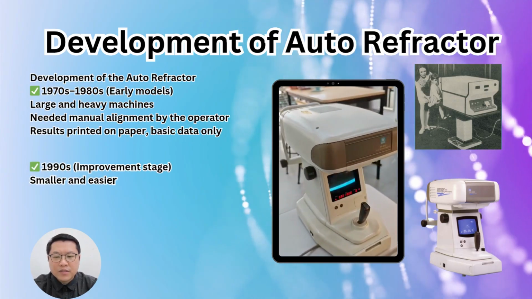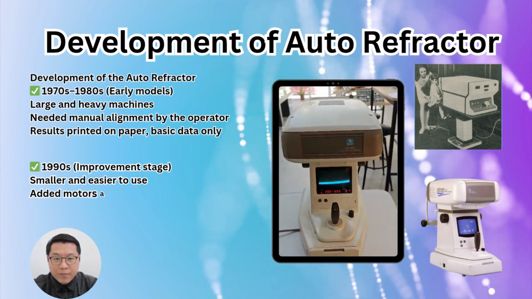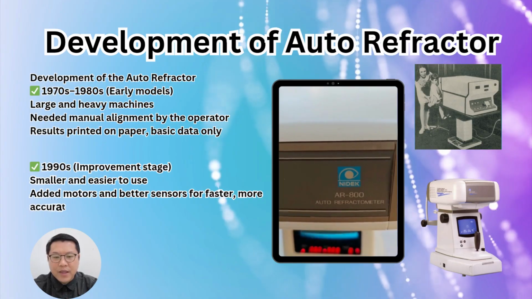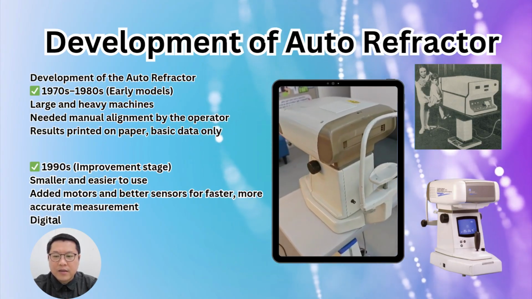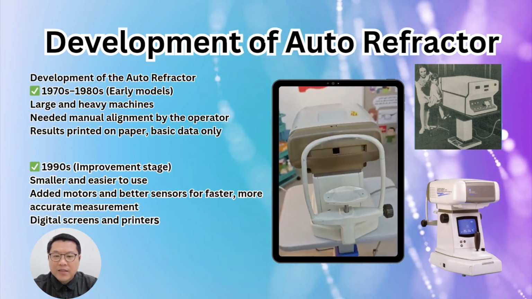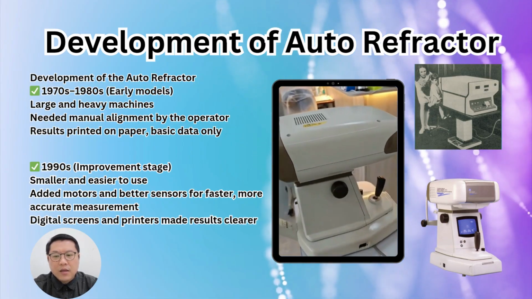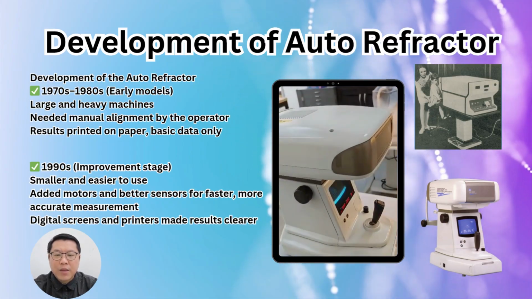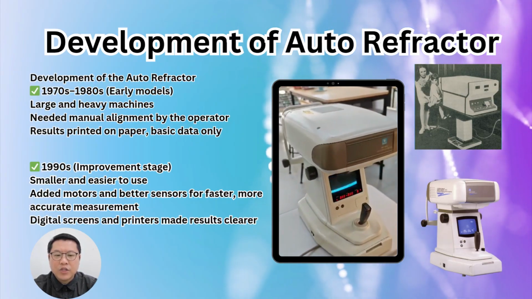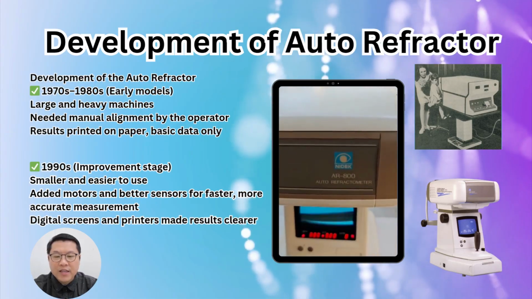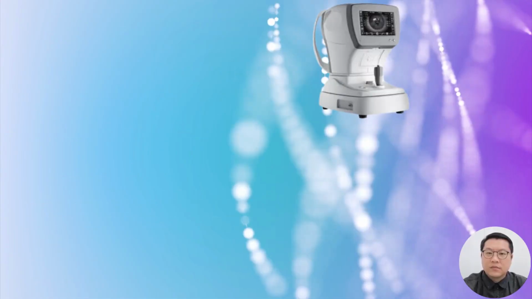1990s improvement stage. Technology began to improve. Machines became smaller and more portable, making them easier to operate. Electric motor and better sensors were added, improving speed and accuracy. Digital screens start replacing paper printout, giving clearer visual results for clinicians. This makes autorefractor more practical in daily clinical use.